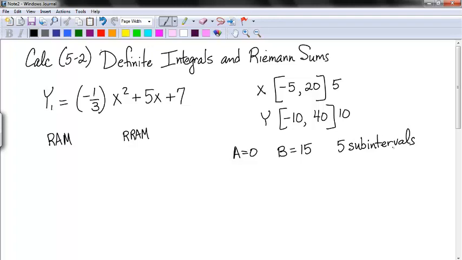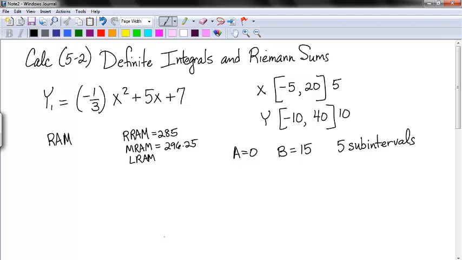Our A is 0. So we're going to figure the approximation from 0 to 15 with 5 slices. Okay, and you can't hardly get to 1001, 1002, and it's got all three answers. That has to make you appreciate what all is going on inside that calculator in just a little bit of time. Okay, so you end up with the RRAM is 285. Okay, the MRAM was 296.25, and the left.